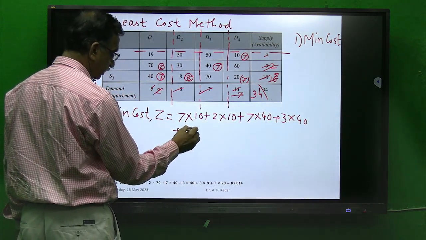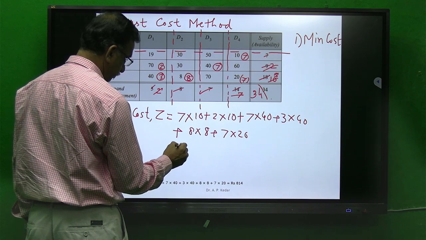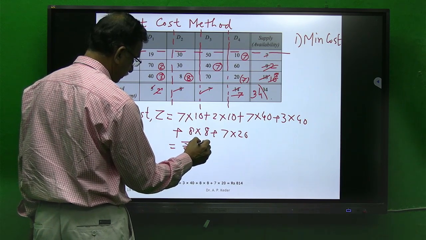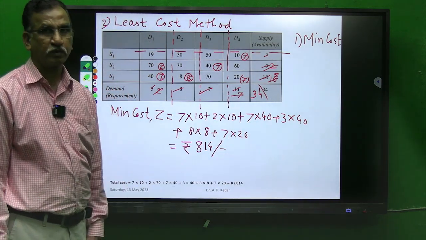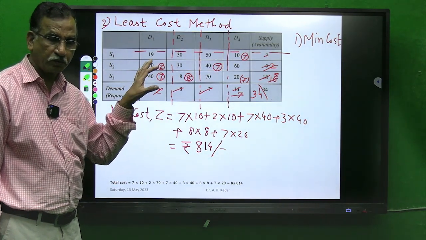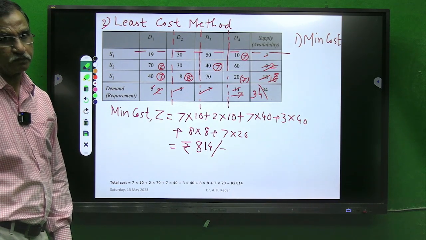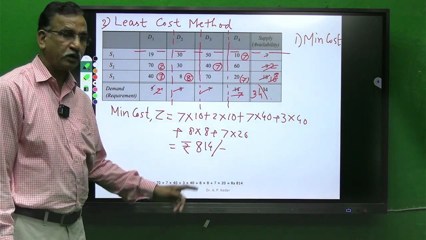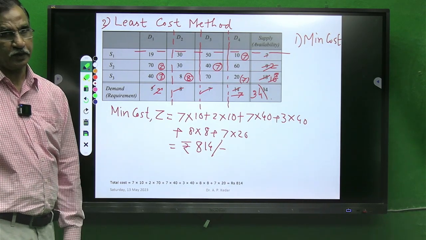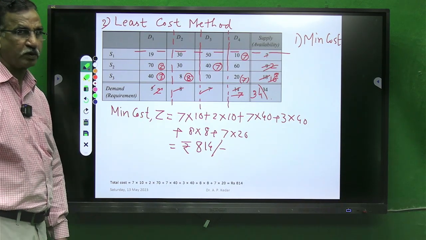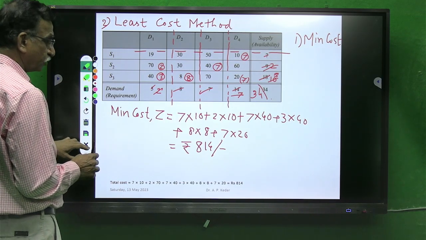plus 8 into 8 plus 7 into 20 is equal to, total cost comes to be, product of this is rupees 814. You can try it with the calculator. This will give you 814. Remember the initial solution for the same problem by the northwest corner rule. There we got more than 1000, 1015. Here it is 814. Initial solution I am saying, it is not the final solution. So we have moved one step ahead. So this is how you find the initial solution by least cost method.